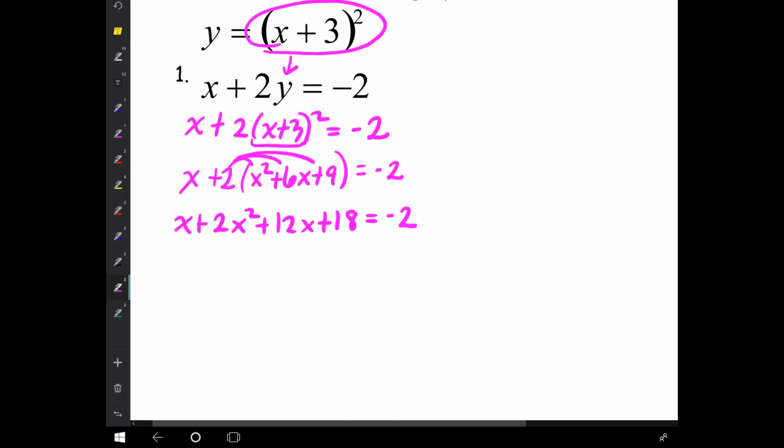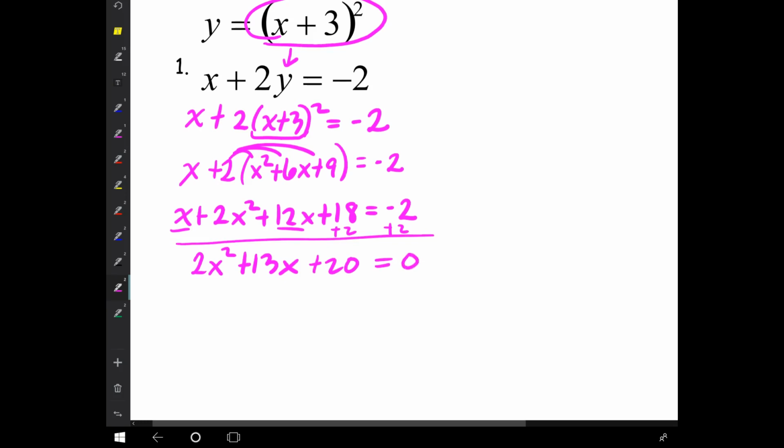Now what do we do when we see an x squared term and some linear terms? What would be our method of approach here? Set it equal to 0 and factor. Awesome. So we take x and 12x, combine those, and we have 2x squared plus 13x. We're going to set this equal to 0, so add the 2. And that would give us 2x squared plus 13x plus 20 is equal to 0.